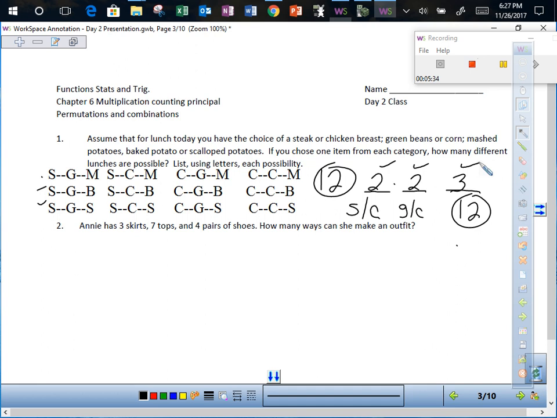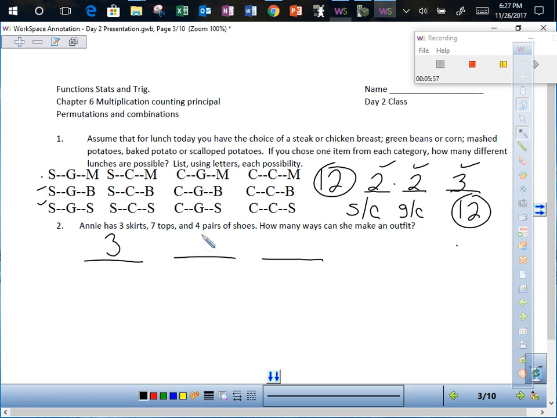So here goes your number 2. Annie has 3 skirts, 7 tops, and 4 pair of shoes. How many ways can she make an outfit? Well, some things we're going to assume. In Annie's outfit, she's going to pick a skirt, she's going to pick a top, and she's going to have a pair of shoes. Well, in terms of the skirts, she has 3 choices.